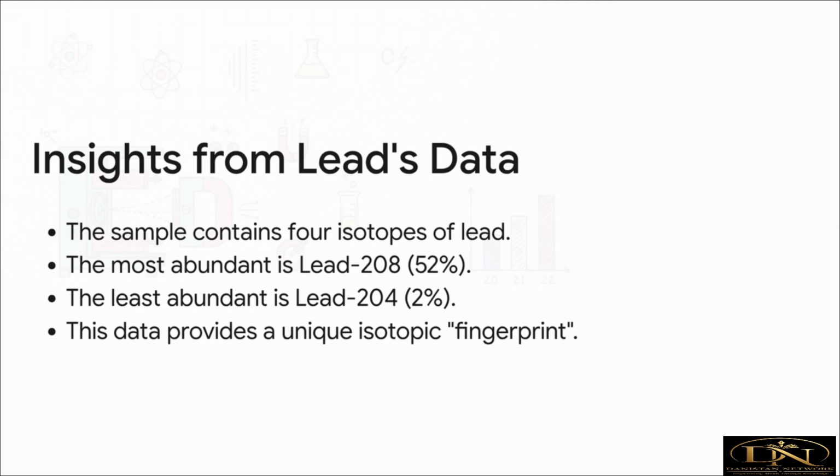But here's the really cool part. This specific ratio of isotopes, this exact mix, is like a unique chemical fingerprint. This means that lead from, say, a particular mine in Australia is going to have a slightly different isotopic fingerprint than lead from an ancient Roman pipe. This is an incredibly powerful tool for scientists to trace the origin of all sorts of materials, whether they're doing environmental studies or solving archaeological mysteries.